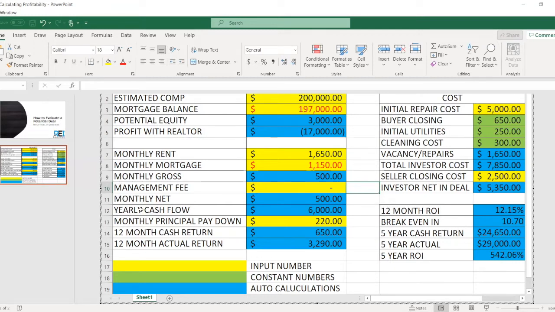And you can see our yearly cash flow. So this is our cash flow. We're profiting $500 per month. Our yearly cash flow, and this will be 500 times 12 months, will be $6,000.